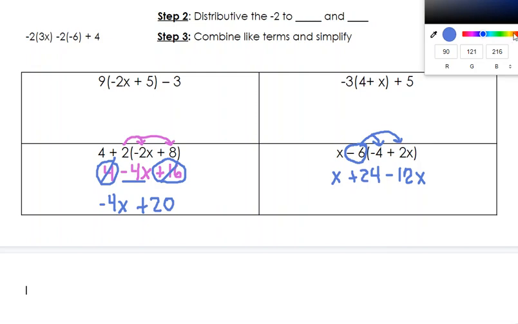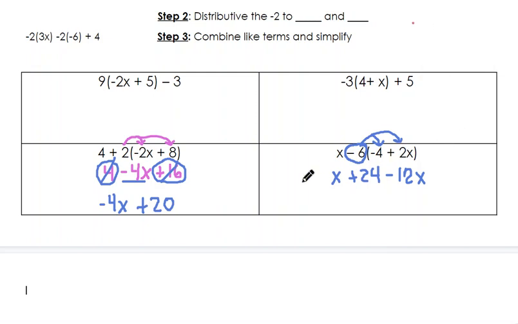Okay, so now I think to myself, what can I combine? Well, I can combine this x with this -12x. X minus 12x, this is really a 1, remember? 1 minus 12 gives me -11. So I have -11x. That's what I got when I combine these two things. And what's left over? I'm left with that +24. And I can't combine those because that +24 does not have an x. So that is my final answer.